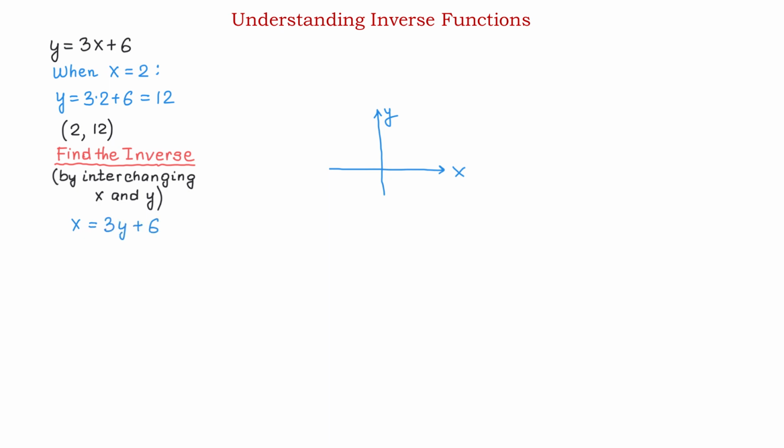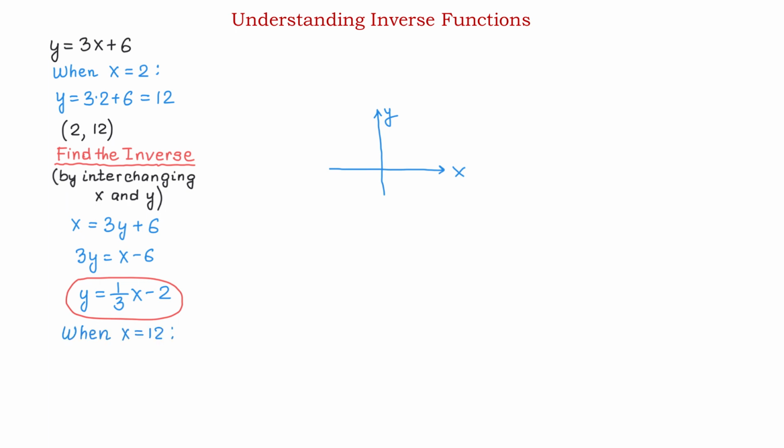So now we have x equals 3y plus 6. Then we solve this equation for y, so we will have 3y equals x minus 6, and we divide both sides by 3, and we will have y equals 1/3 x minus, and 6 divided by 3 is 2. So now we have the inverse function solved for y, and if in this function we replace x with 12, the value of the function will be 2.